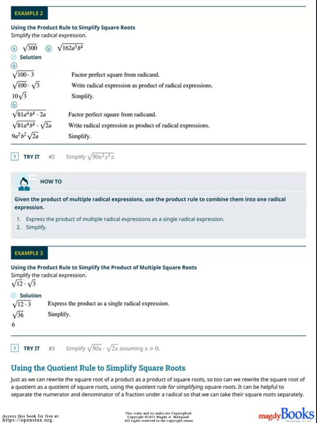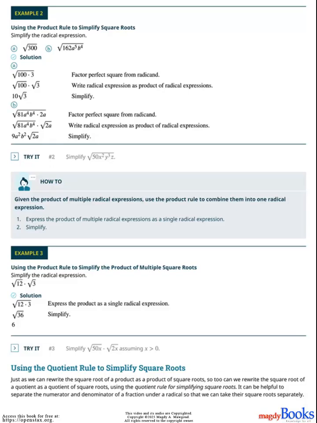How to: given the product of multiple radical expressions, use the product rule to combine them into one radical expression. 1. Express the product of multiple radical expressions as a single radical expression. 2. Simplify. Example 3. Using the product rule to simplify the product of multiple square roots.